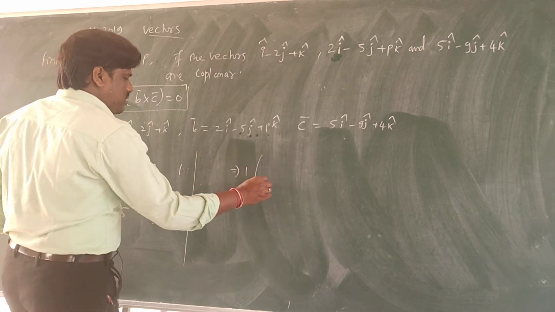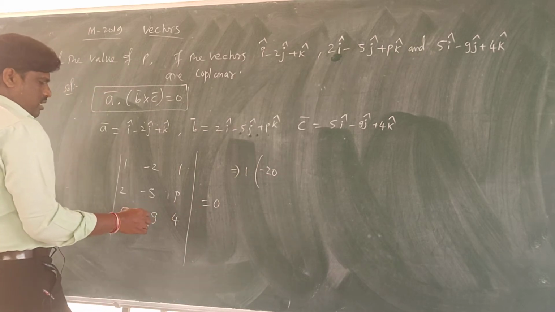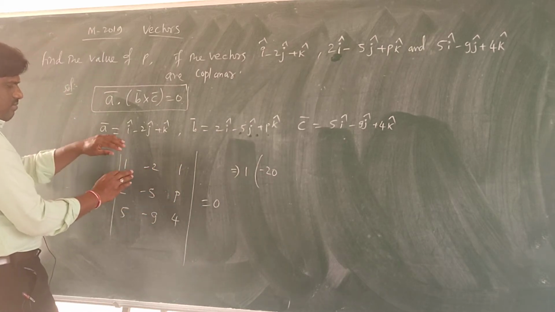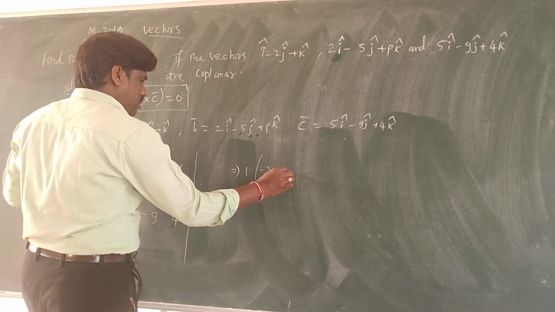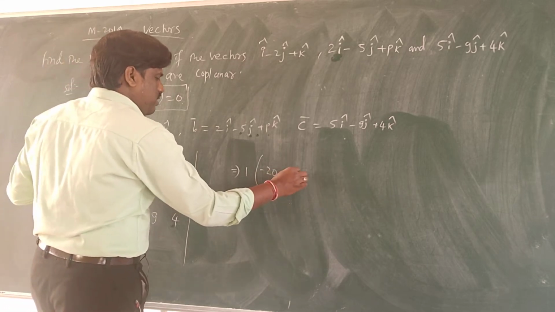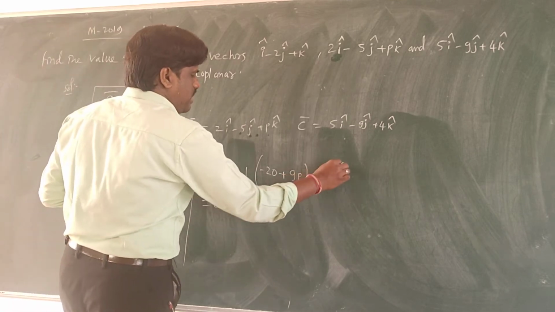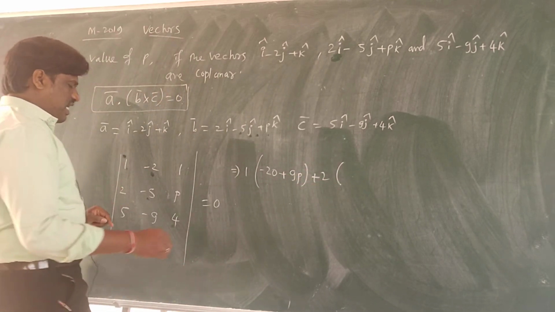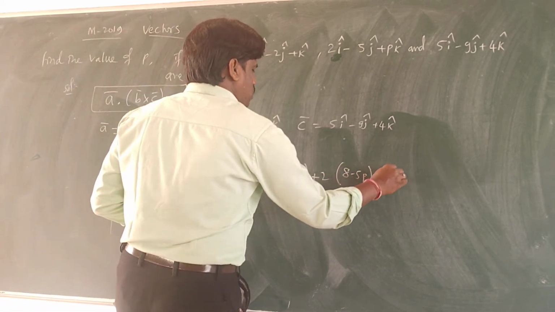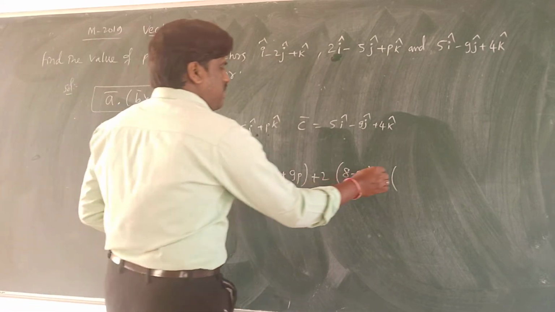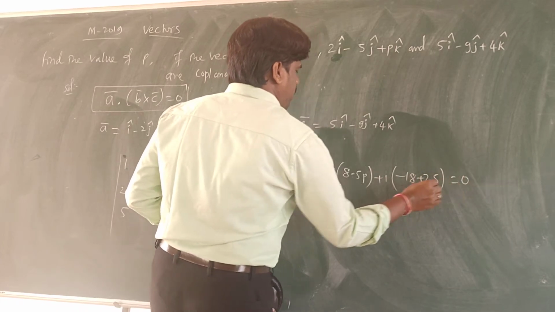Now 1 into, 5 fours are 20, minus 20. You close this row and column. Plus 9 into p, 9p. Minus, and here you have minus 2, so plus 2. 2 fours are 8, 8 minus 5p. And plus 1 into, 2 nines are 18, minus 18 plus 5 fives are 25, is equal to 0.